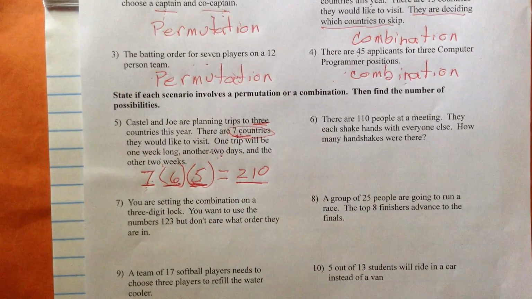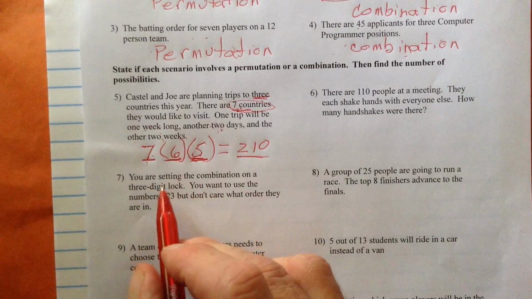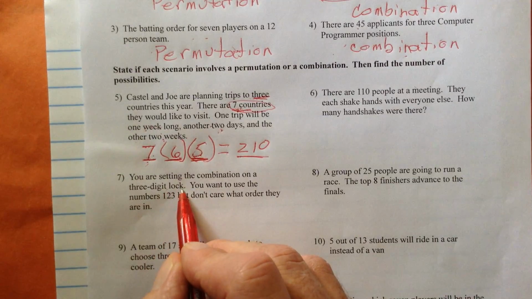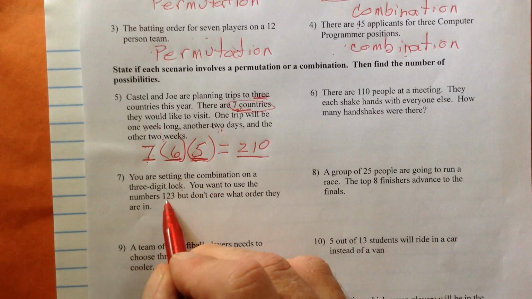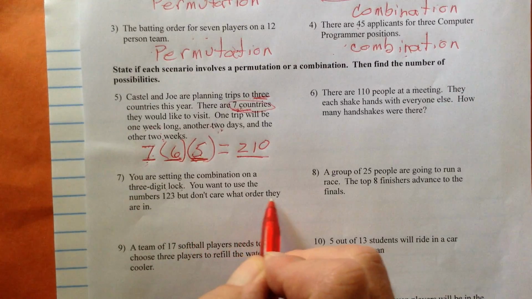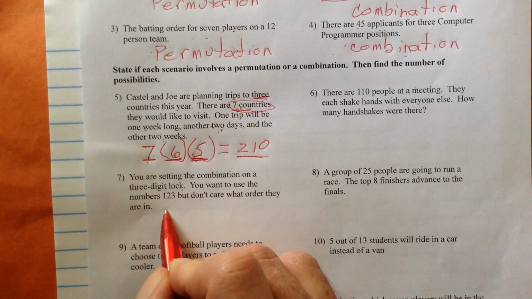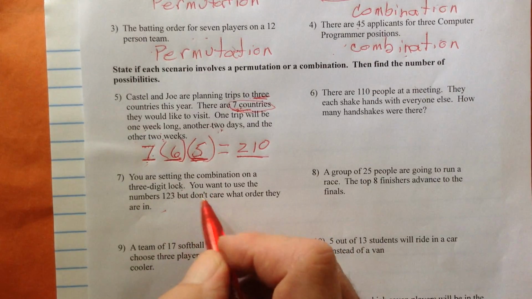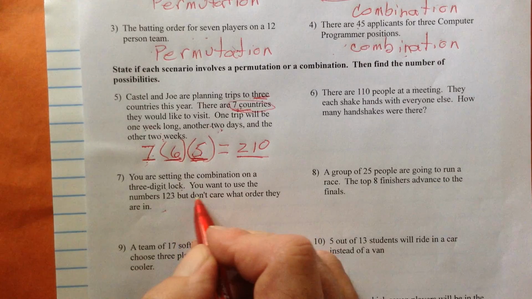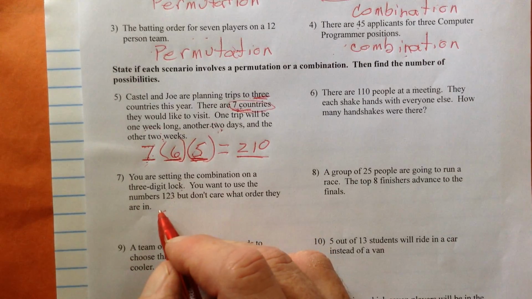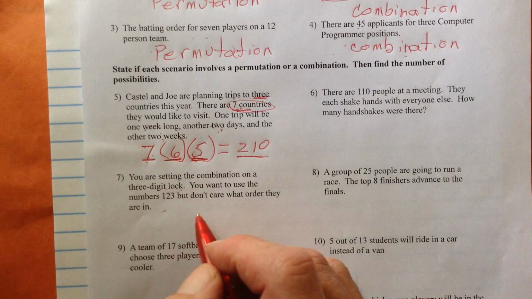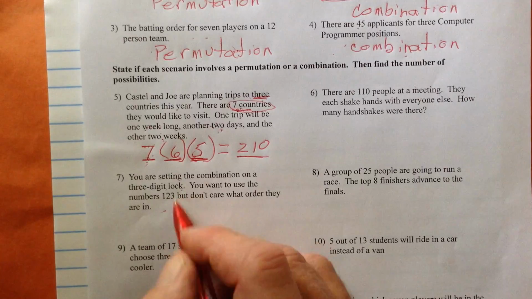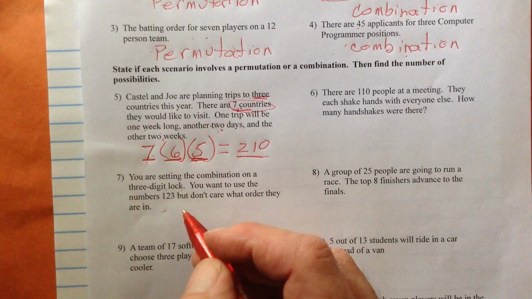Okay, let's try another one. It says here, you are setting the combination on a 3-digit lock. You want to use the numbers 1, 2, 3, but you don't care what order they are in. Well, you have to set the lock, so the order matters. This is kind of a trick question. You can't just set the first number 3, then 2, then 1, if the lock is set to be 1, 2, 3. So here it is going to be a permutation.